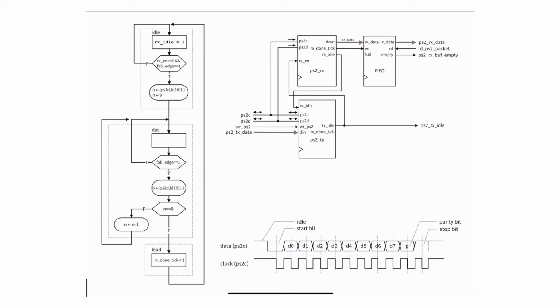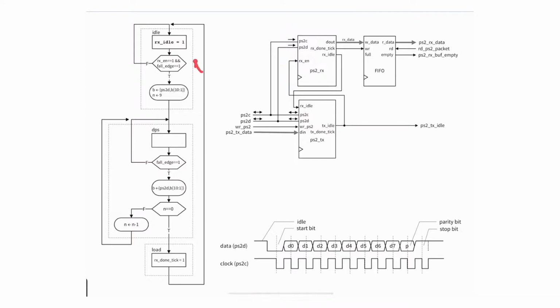The finite state machine has three different states. I have an idle state, I have a DPS state, which stands for data, parity, and stop, because it will contain the data bits, the parity bit, and the stop bit in here. And the last one is load, which loads the FIFO in here. So let's see how this actually works.